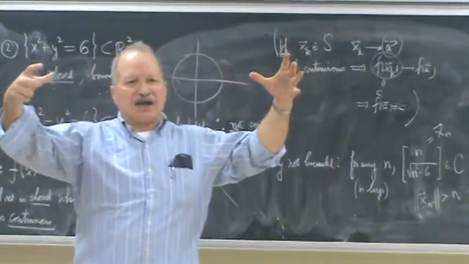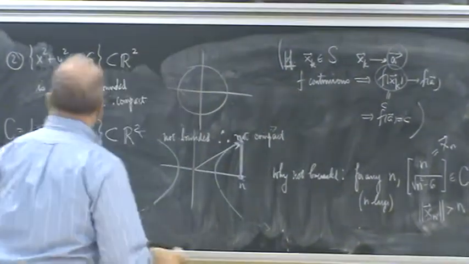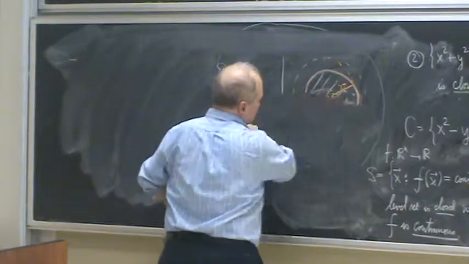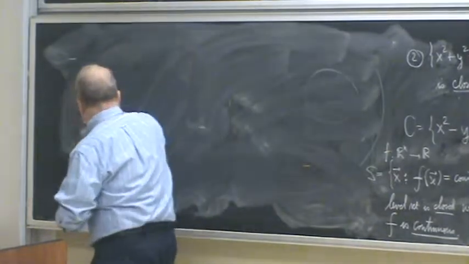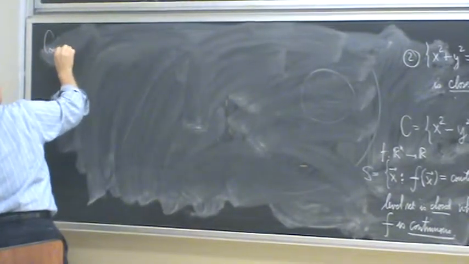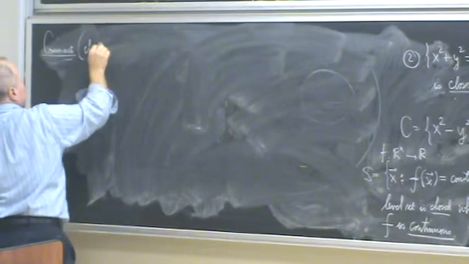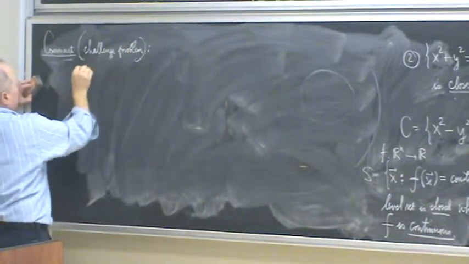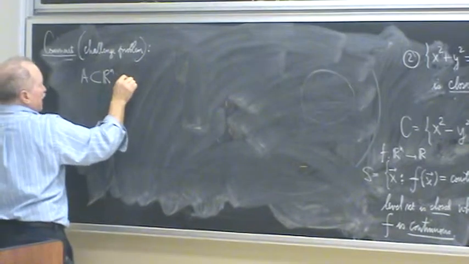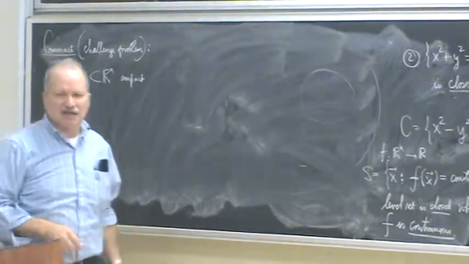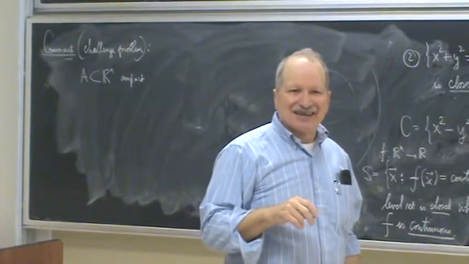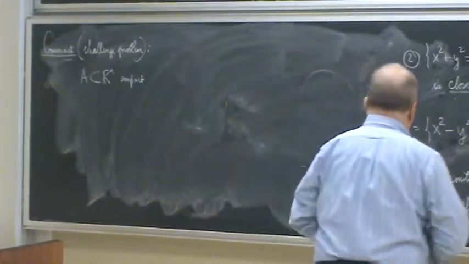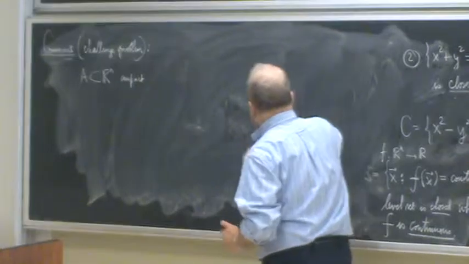What do you think if you took a compact set in Rn and tried to generalize this slightly? This is going to be a challenge problem on the next homework. If you take A in Rn to be compact, compact sets can be a lot weirder than I've been drawing here. They can have lots of holes in them as long as there's no limits of things that aren't in the set.